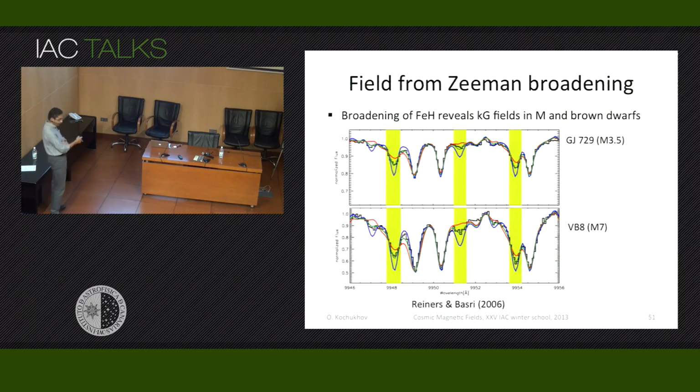And these authors are Ansgar Reiners and Gibor Basri. They have done lots and lots of measurements in low mass stars using iron hydride and near-infrared observations taken at different telescopes. One has to use 8 to 10-meter class telescopes to study these faint stars. And the method that they have used is incredibly simple, really at the level of any student can do. So what they do, they have 2 stars.